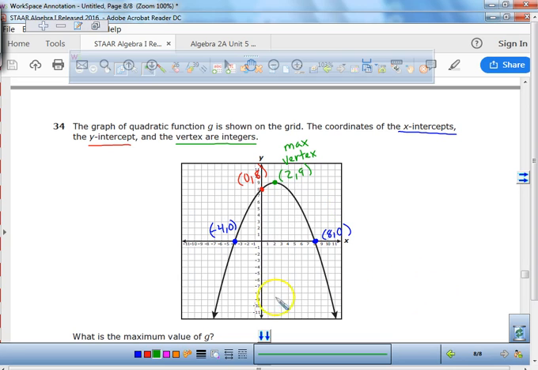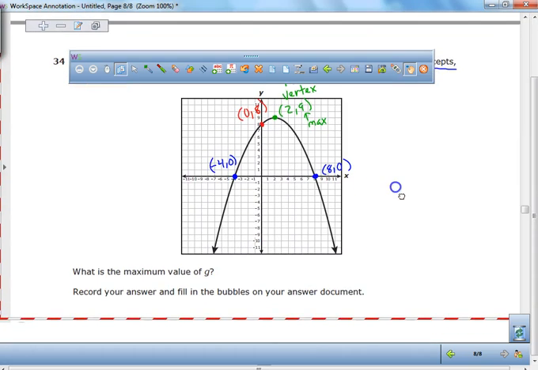Now this vertex is also known as a maximum. All right, so now if we look at this question, it says, what is the maximum value of g? Basically, g is talking about the parabola. It looks like it gets all the way up to, what's the highest value? That's going to be our maximum value. That's the biggest that it gets. So that answer would be 9.